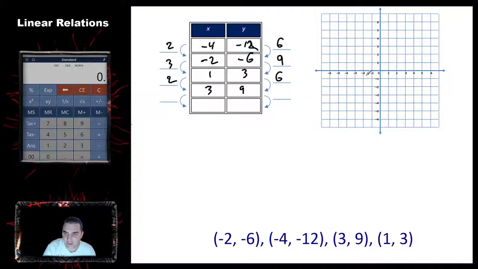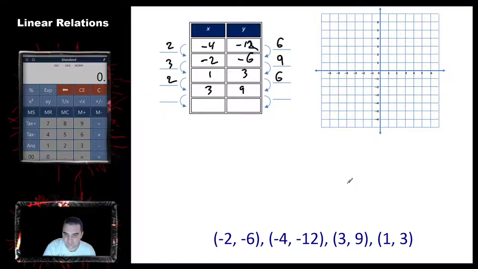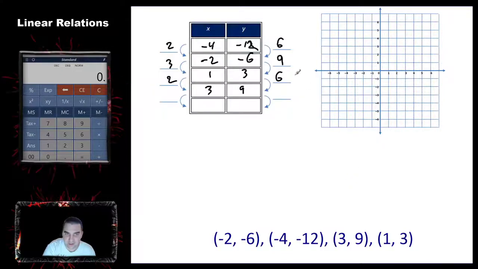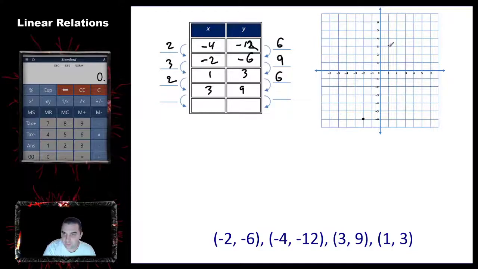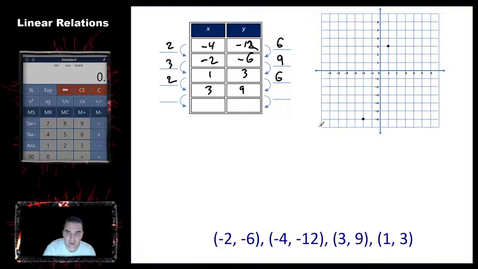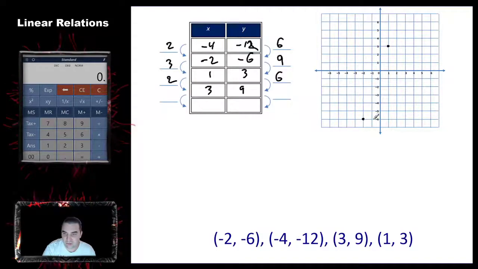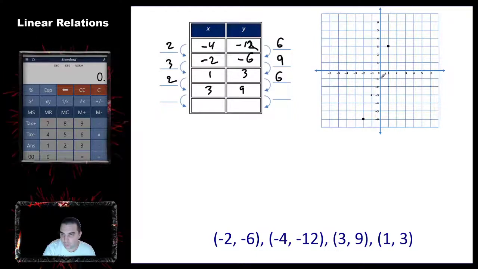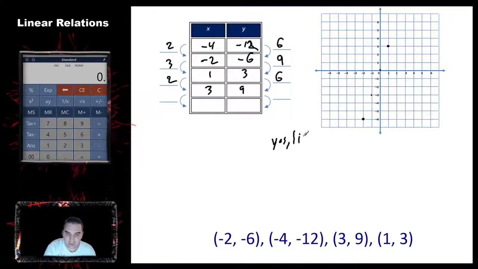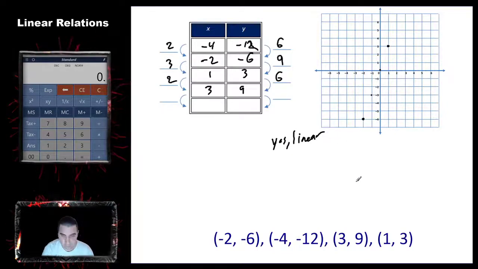Let's try it. Minus 4 and minus 12 is going to be way down here somewhere. I can't plot it. But let's look at the next one. Minus 2 and minus 6 is right here. And we have 1 and 3. And then we have 3 and 9 is going to be up here. So it does look like for every 1 over, it goes up by 3. 1 by 3, 1 by 3. This one is linear.